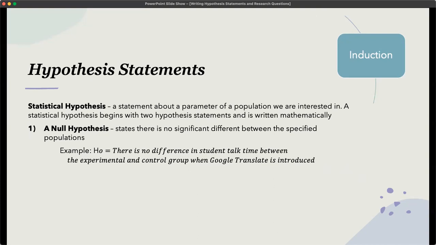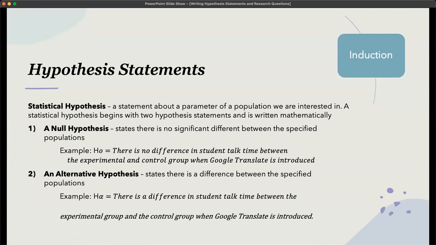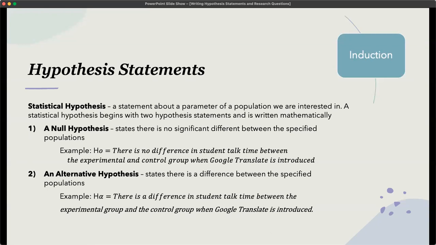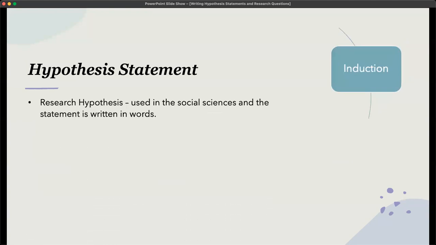The other statement is our alternative hypothesis. This states there is a difference between the specified populations. So an example, there is a difference in student talk time between the experimental group and the control group when Google Translate is introduced. Now, from these statements, I can figure out which test I need to use.